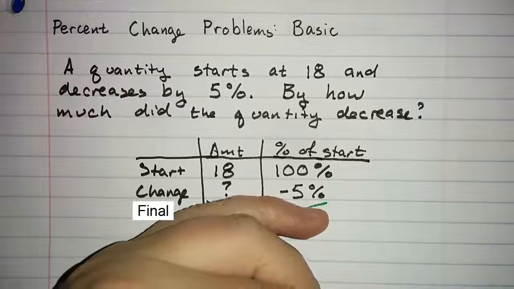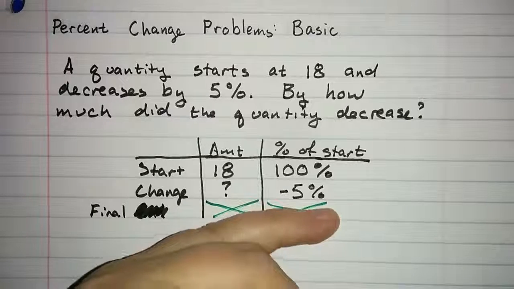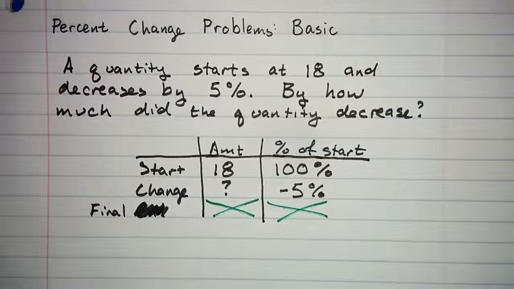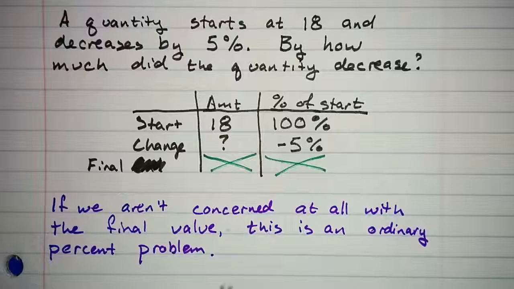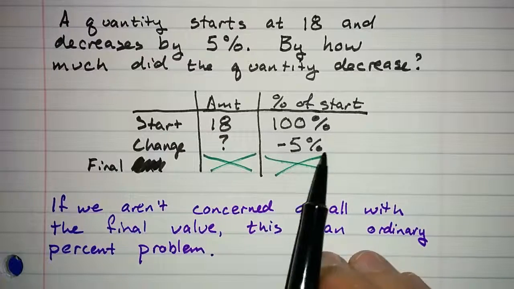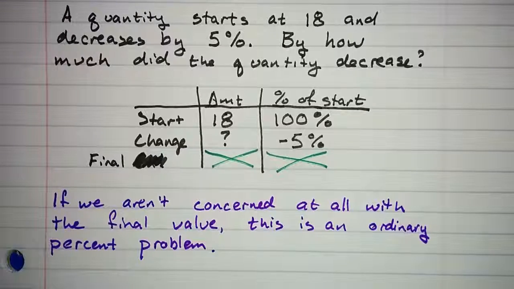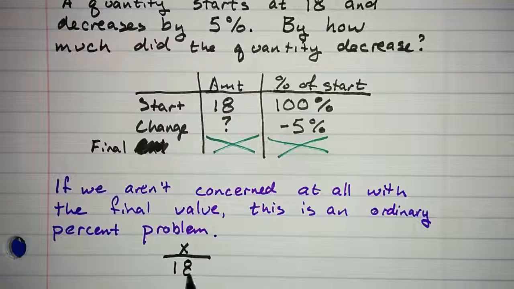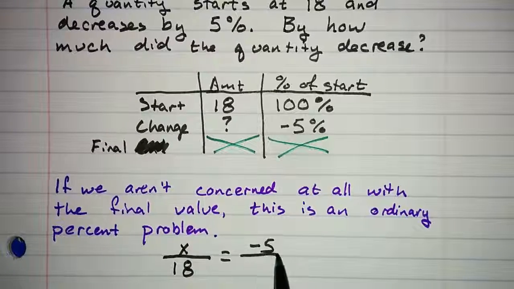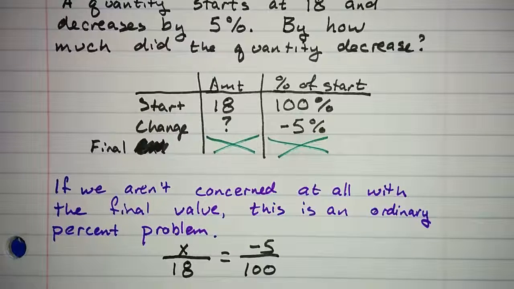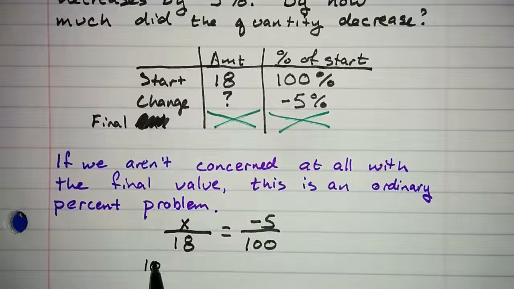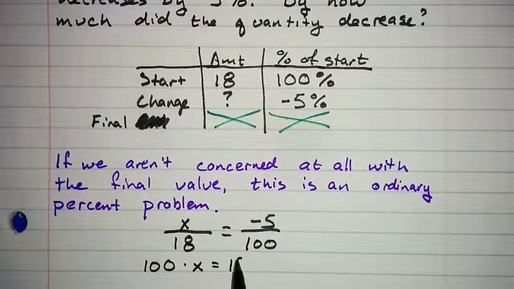When we're not concerned at all with the final value, then this breaks down to be just really an ordinary percent problem, just worded a little bit oddly. So in this case, we know that the change is -5% of the start. That is, our unknown over the starting value is -5%. We solve this like any other percent proportion. 100 times x is 18 times -5.